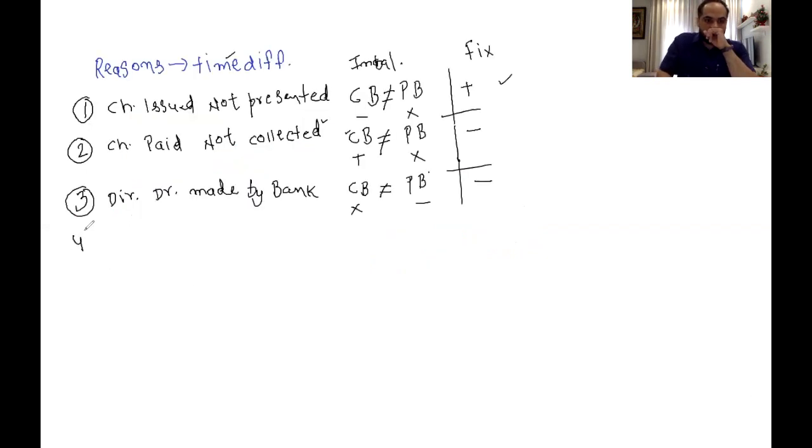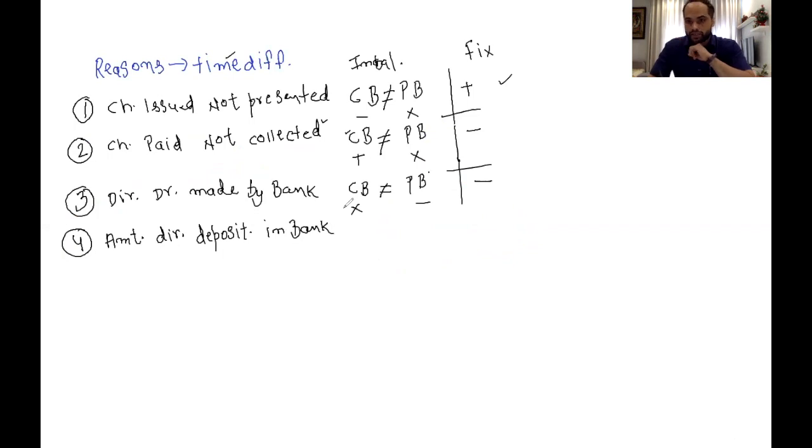Now, number 4 is amounts directly deposited in bank. So it means my bank account is directly credited, right? So cash book and passbook. Amount directly deposited in bank means my bank account balance will increase, all right? But it's a direct transfer, so I did not have any information about it.